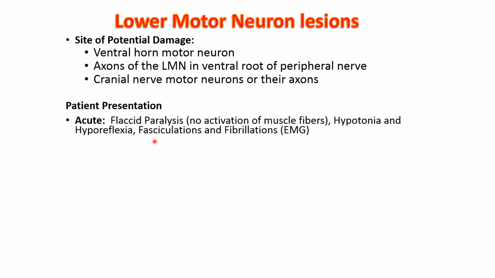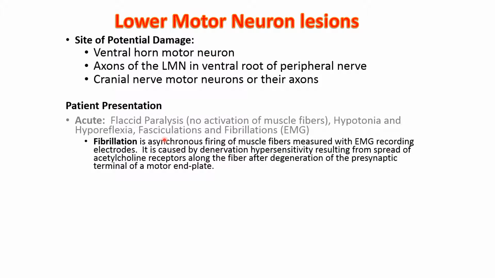But you may also see fasciculations and fibrillations. Fibrillations are seen on the EMG. Fasciculations may be observable by eye. A fibrillation is an asynchronous firing of muscle fibers that is measured with an EMG, electromyogram, recording electrode in the muscle. It is caused by denervation hypersensitivity.